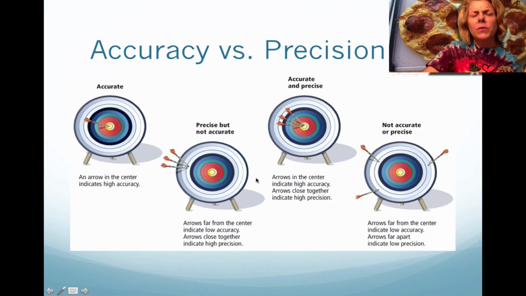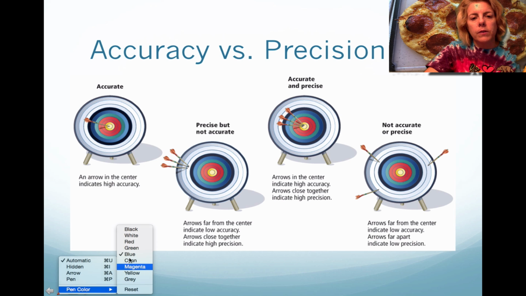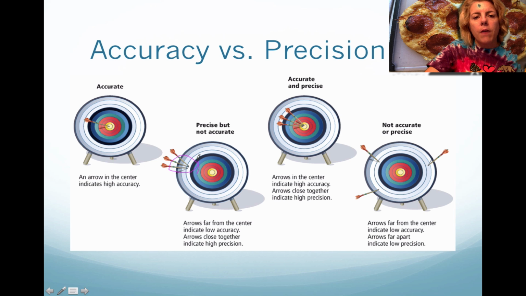Okay, what is the difference between accuracy and precision? Your book does a really good job of showing you arrows that are being placed into a target. Notice that this person that was using the bow in this target, their arrows are off the mark, okay? Now, because they all center around the same area, we call that precision. So someone could be measuring something in a lab, but they're measuring it incorrectly. And if they keep getting the same number over and over again, we call that precise.